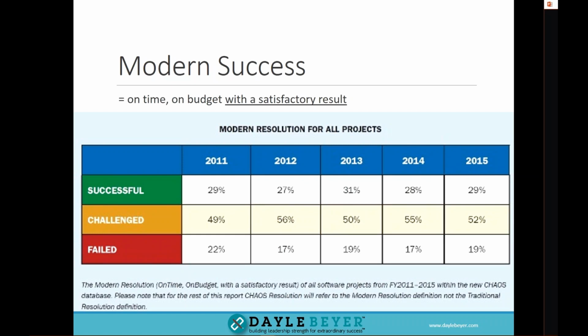In 2015, the Chaos Report redefined project success as being on time and on budget with satisfactory results. The actual success rate of projects decreased because they found out, guess what? People are not feeling like the results of the projects are successful.